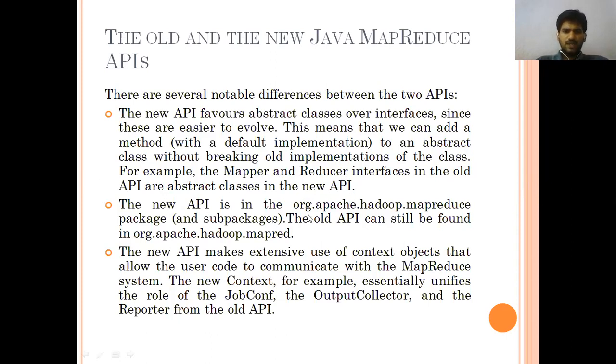The new API is in this package, org.apache.hadoop.mapreduce, and we have sub-packages also. The old API is still found in org.apache.hadoop.mapred. So in the new one we use mapreduce; in the old one we have mapred. This is where we can find the old one also.